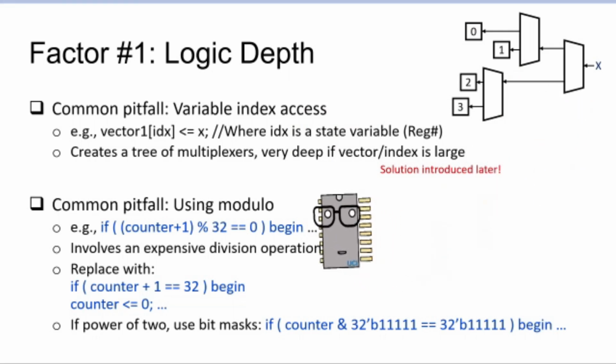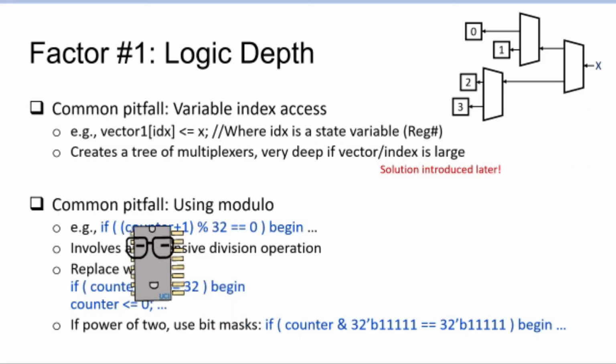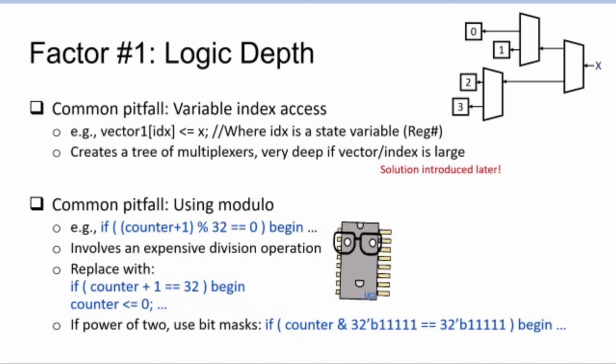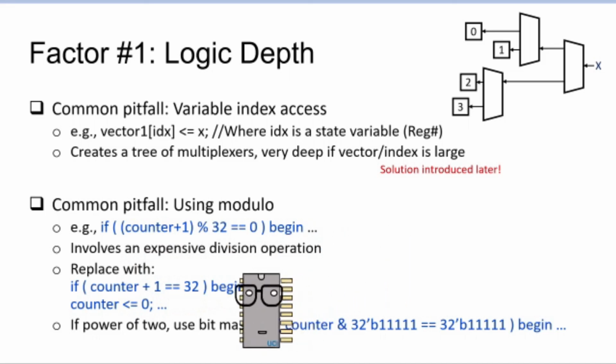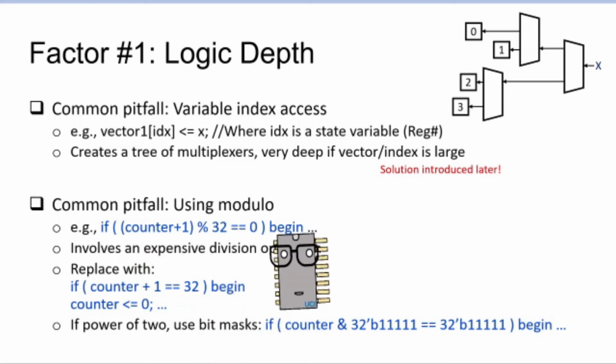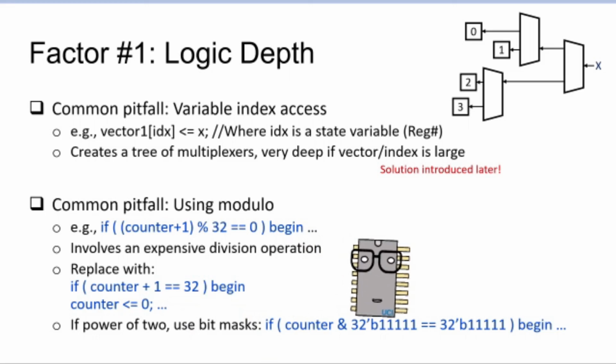Another common pitfall is using modulo. If you do something like this, if you're counting and you say counter plus 1 modulo 32 is 0, this also involves a division operation, which is kind of expensive. So you can do something like this: compare it against the value 32 without doing modulo and then reset the counter to 0. This will do the same thing, but it removes the requirement for a divisor. Also, if the comparison that we're doing is a power of 2, then we can probably do something like a bit mask as well, like such.